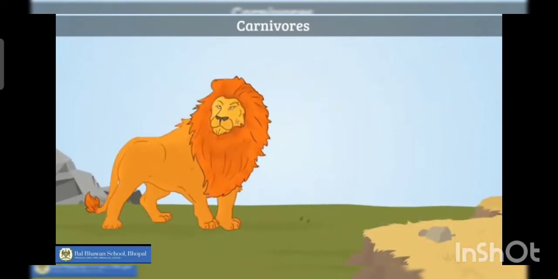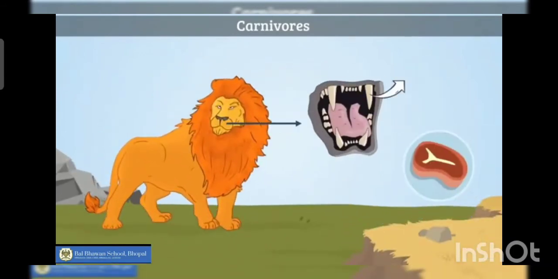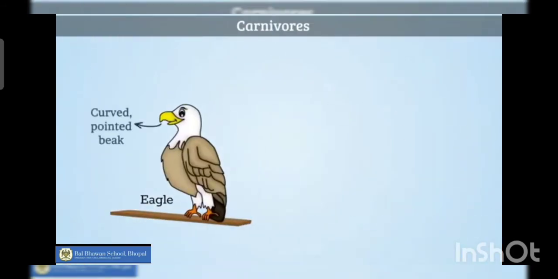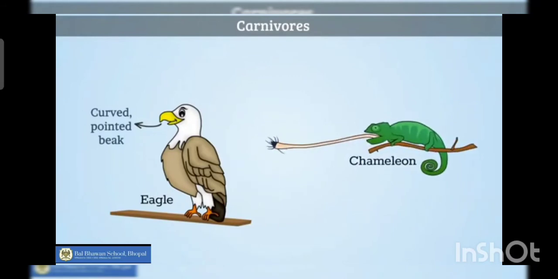Now carnivorous animals have very sharp teeth like canines, pointed teeth and sharp claws also and strong jaws for tearing out the flesh of their prey. The strong back teeth are also there. Carnivorous birds like eagle have a sharp and pointed beak to catch insects.